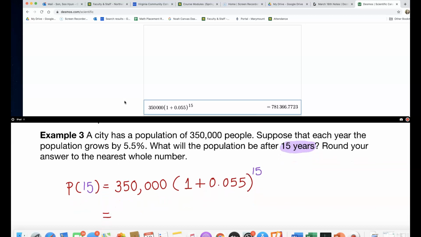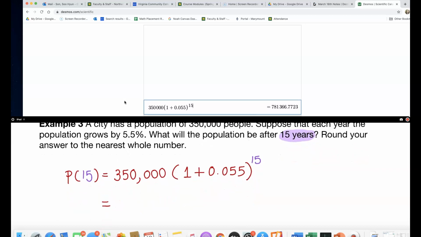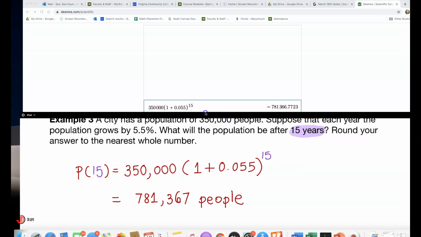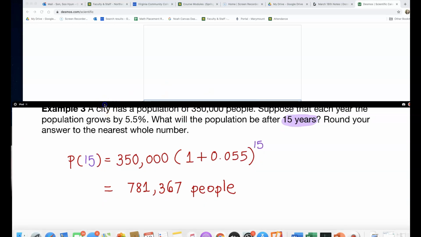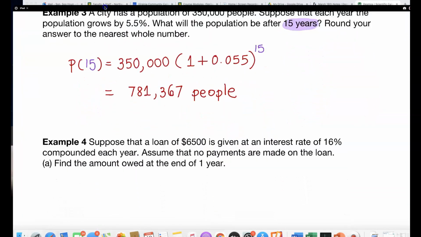We got the number. It is so big. It is 781,360. Let me round that up because the decimal is 0.77. That's bigger than 0.50. So I'm going to round that up to 367 people. So that is how you can use an exponential growth function to find the population in 15 years. Let me move this up because I have 2 more problems to show you, okay?